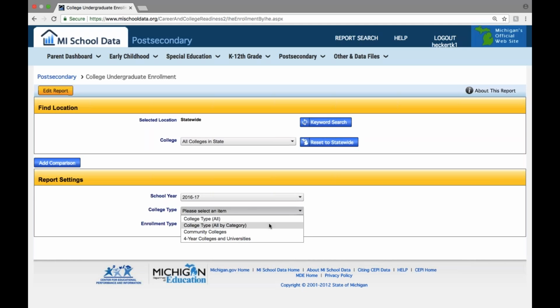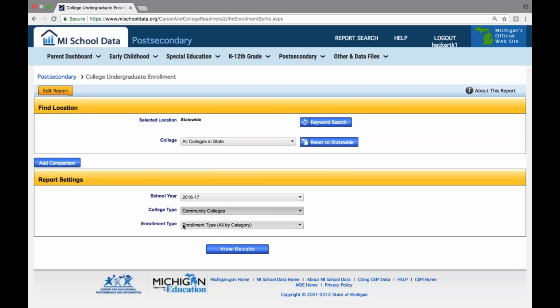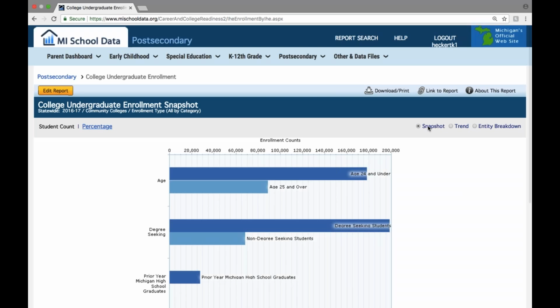College type is where I could focus on just the community colleges, which I am going to do. Enrollment type is an additional setting I can choose. I can look at age, degree seeking status, or whether or not they are a prior year Michigan high school graduate. I'll do all by category so we can get the full feel for the report. You are typically taken directly to what we call a snapshot view, which looks only at the selected school year. So here we're looking at the 2016-17 school year.